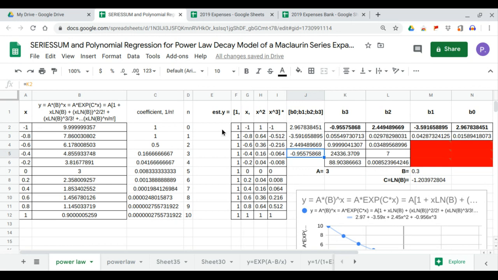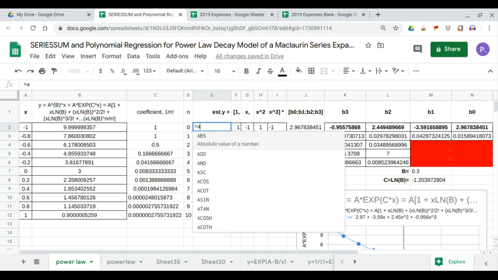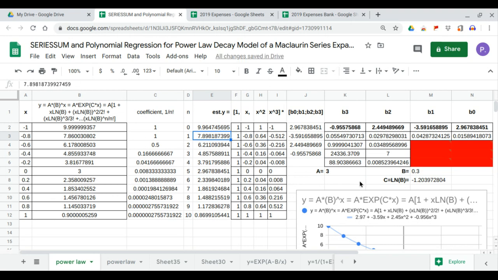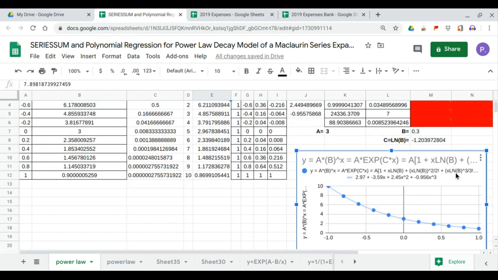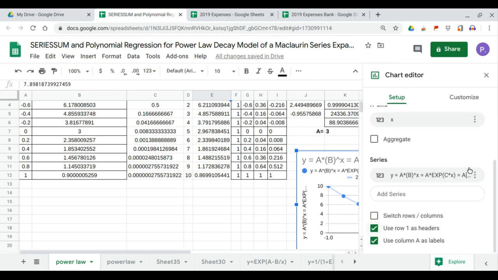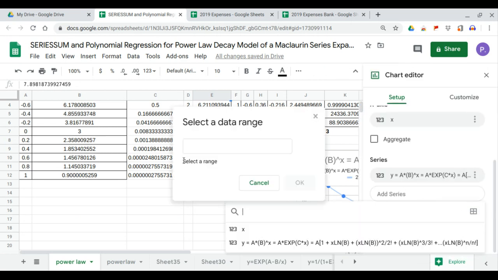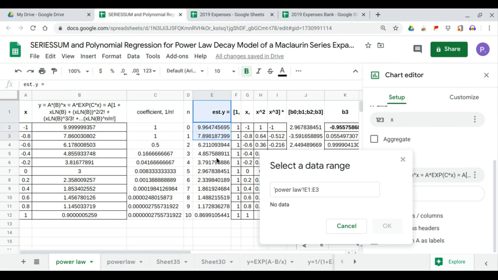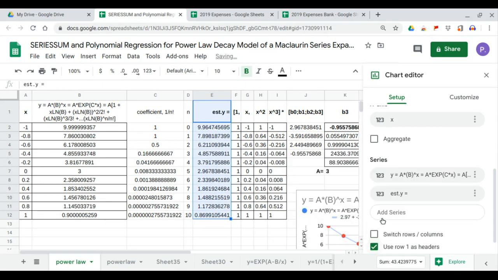We can now enter the estimated y. This is equal to MMULT of our 1, x matrix and the coefficients b. And we will enter this in the chart. So we added the chart, add this range to the chart. And we'll show the equation also as well.